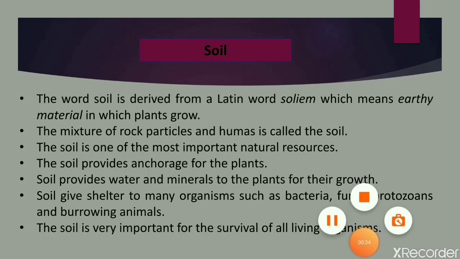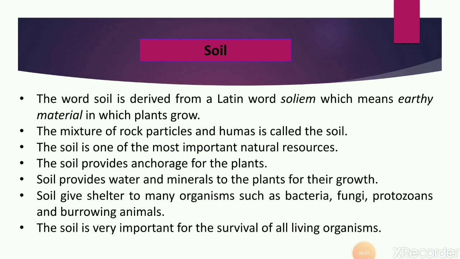Soil, we all are familiar with this thing. We all know what is soil. Generally, we can say the uppermost layer of earth crust is termed as soil. The formation of soil takes place from rocks, means rocks are broken down into smaller pieces. It takes a very long time, and by these processes formation of soil takes place. So we can say the mixture of rock particles and humus is called soil.